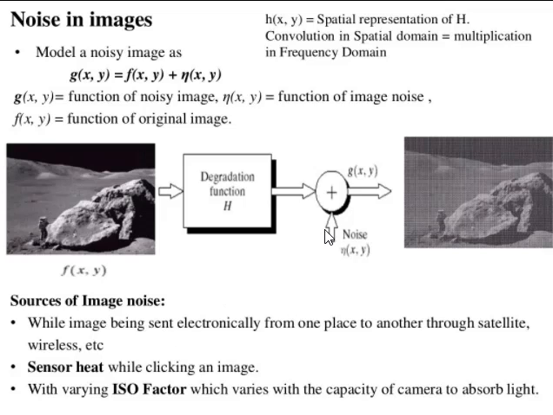If you are clicking any image, any photo, and there is heat produced in the sensor, that heat may result in image turbulence. So these are different types of image noises.